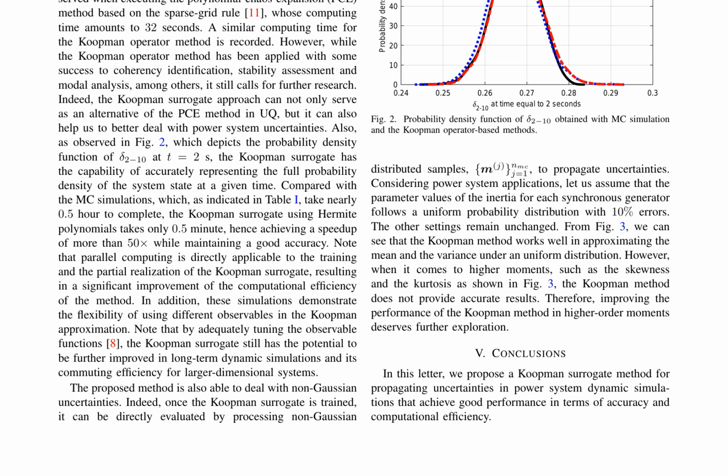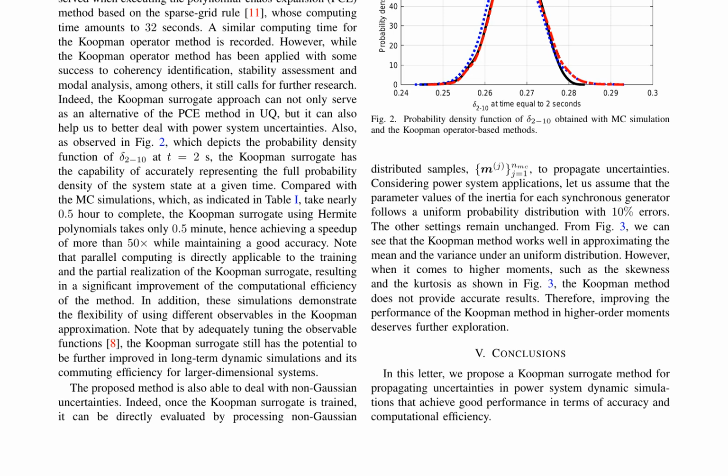This section also highlights the flexibility of using different observables in the Koopman approximation, suggesting that further tuning of the observable functions could improve the method's performance in long-term dynamic simulations and computing efficiency for larger dimensional systems. In addition, the authors demonstrate the proposed method's capability to handle non-Gaussian uncertainties.